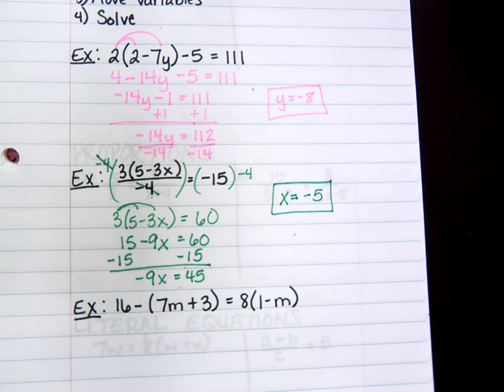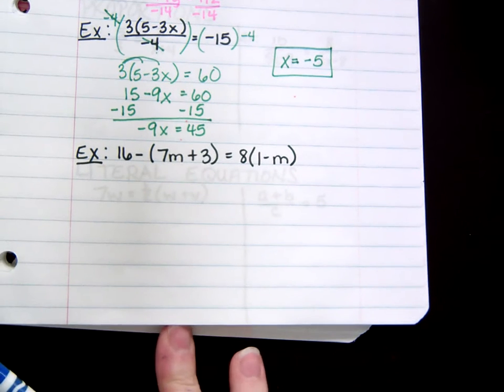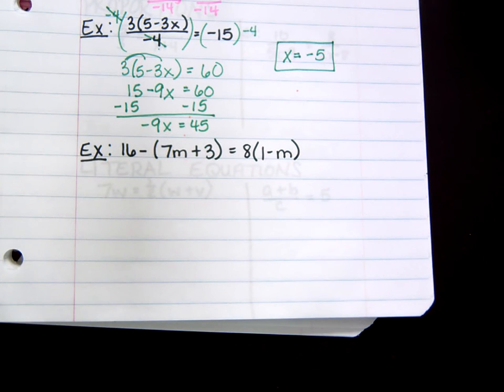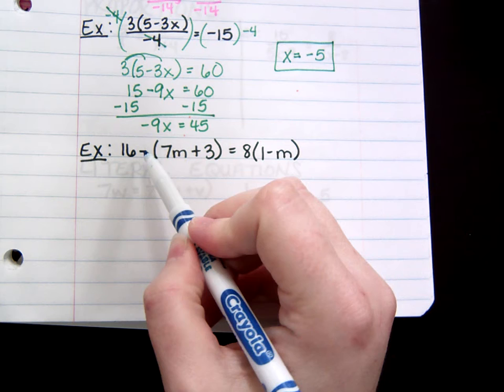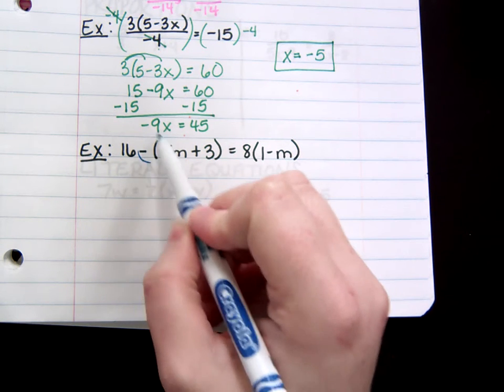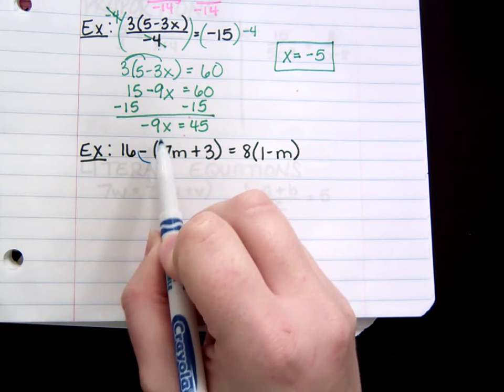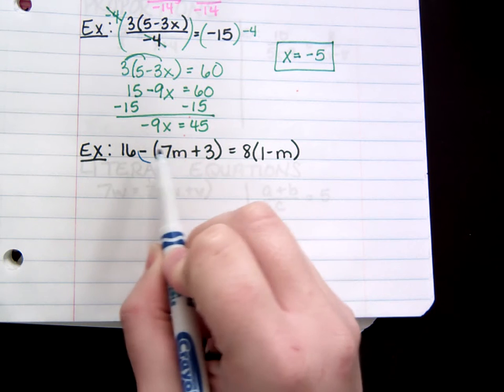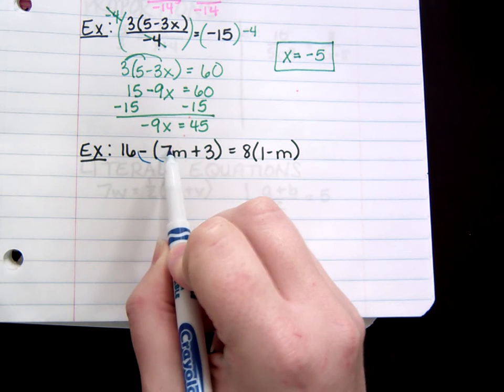Alright, next example. This is another one where students will make careless mistakes. You are going to be distributing on both sides. So where students make a mistake is right here. This is minus and then a set of parentheses. What you're doing is you're subtracting both of these terms.